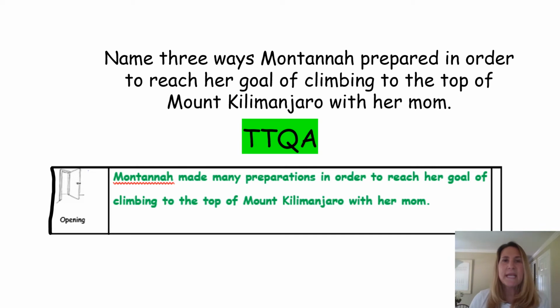All right. Name three ways Montana prepared in order to reach her goal of climbing to the top of Mount Kilimanjaro with her mom. Turn the question around. How can I turn the question around for our opening? Montana made many preparations in order to reach her goal of climbing to the top of Mount Kilimanjaro with her mom. That's a really good sentence.